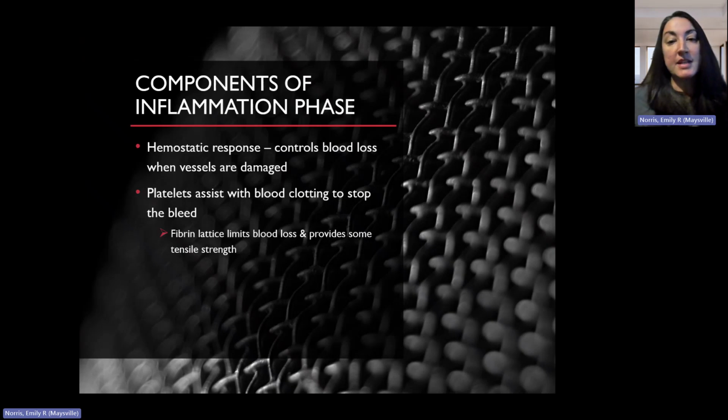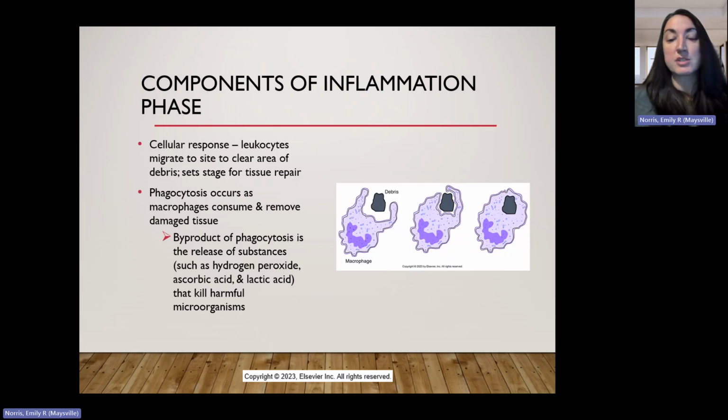The hemostatic response, that controls the blood loss when the vessels are damaged. Platelets come and try and aggregate together to form a clot and stop the bleeding. A lattice, like a pattern, is formed to also help prevent the blood loss and provide some type of strength to the damaged tissue.